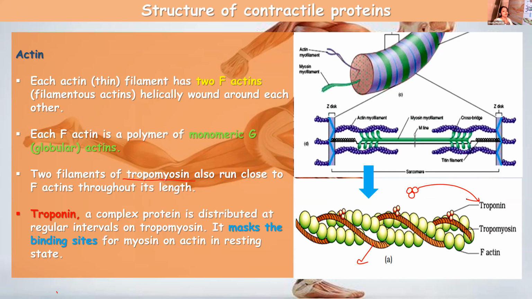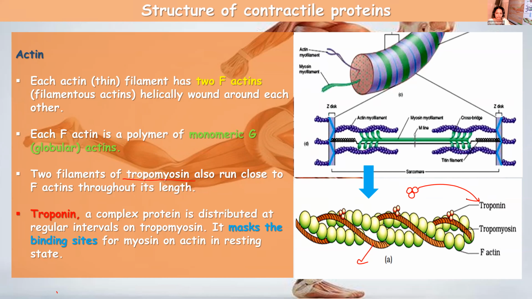So whenever there are diagrams you need to learn, please do practice at least once. Try to draw it. Each actin filament has two filamentous actins. They are twined around each other, and each F actin, each filamentous actin, is made up of monomeric units.